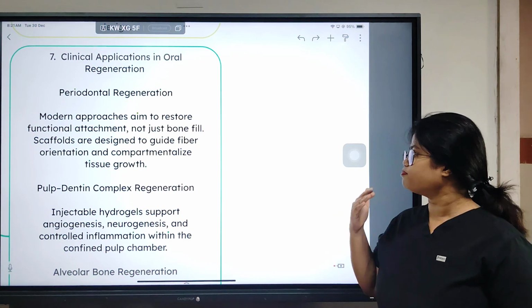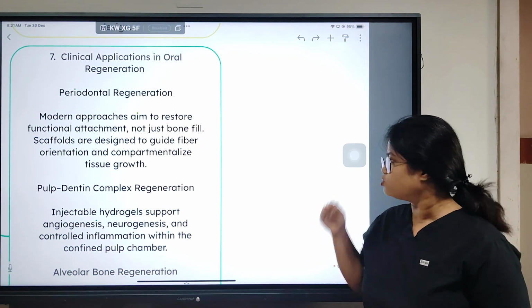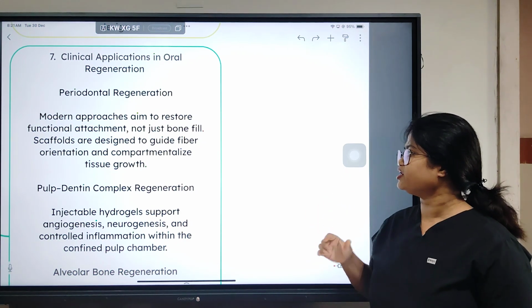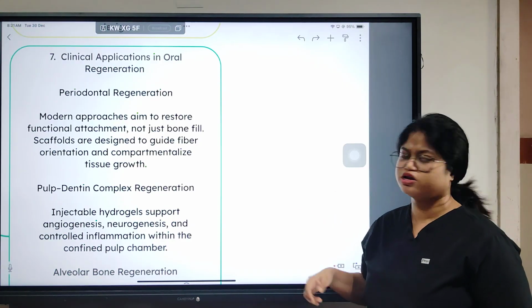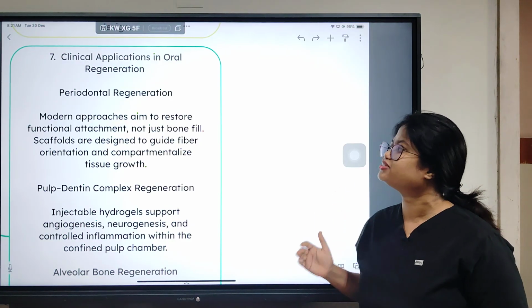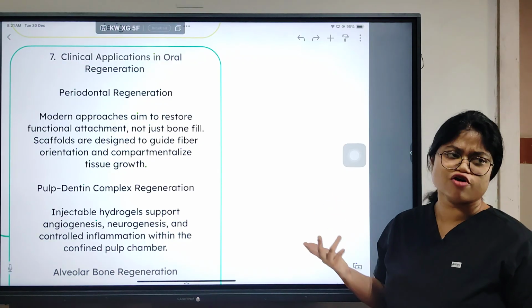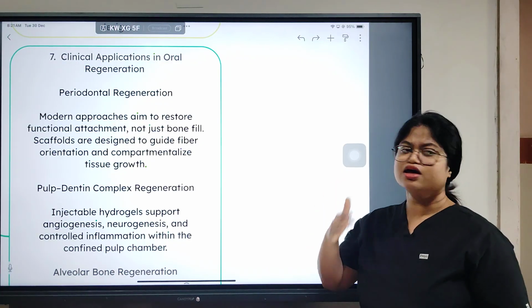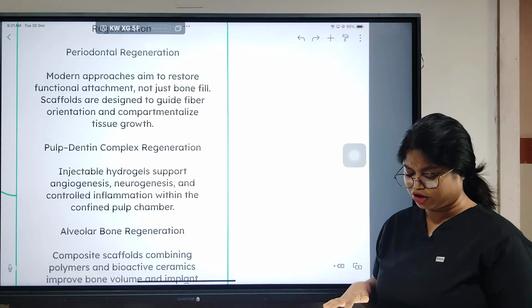Now scaffolds are built in a layered format. The first layer will be regenerating and mimicking the hard tissue, that is the bone. The second layer will be mimicking the extracellular matrix. The third layer will be mimicking the soft tissue. Like that, 4D development of scaffolds is coming into play.